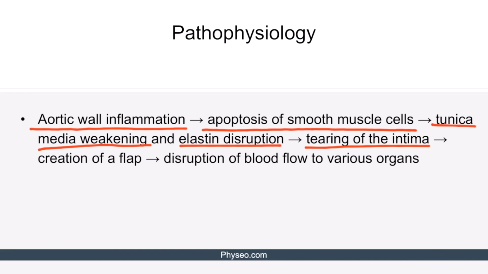The force of the blood that continues to flow can extend the tear down, creating the flap. This tear can interfere with branches coming off the aorta and disrupt blood flow to various organs.